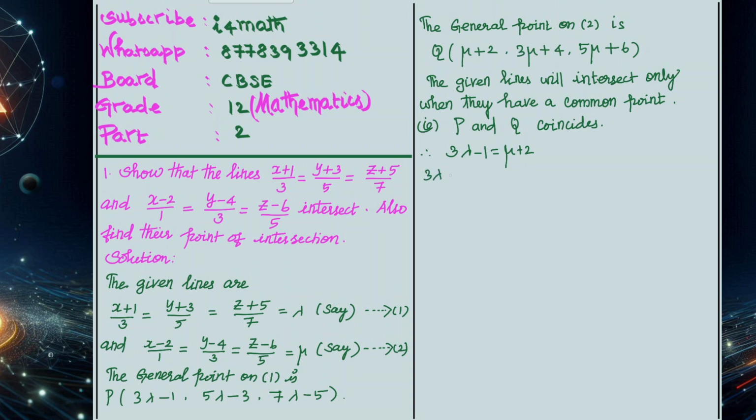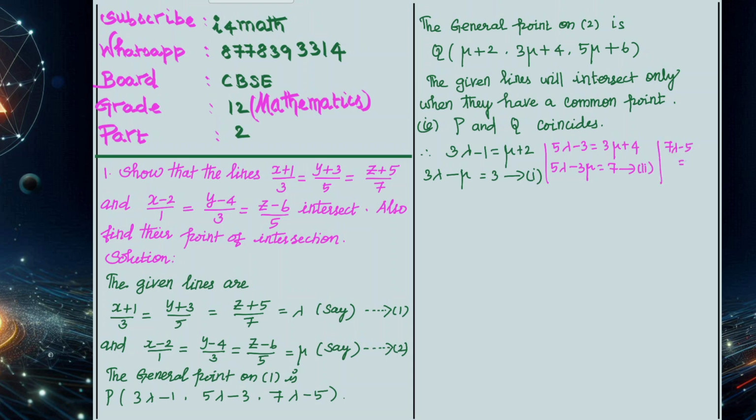Bring the mu to the left hand side. So 3 lambda minus mu equals 2 minus 1; take it to the right hand side, it will become 2 plus 1, that is 3. Take this as equation number 1. Similarly, from the y coordinates of the given 2 points, 5 lambda minus 3 equals 3 mu plus 4. So bring this 3 mu to the left hand side, that is 5 lambda minus 3 mu equals 4 minus 3; if we take it to the right hand side it will become plus 3. So 4 plus 3 is 7. Consider this as equation number 2.